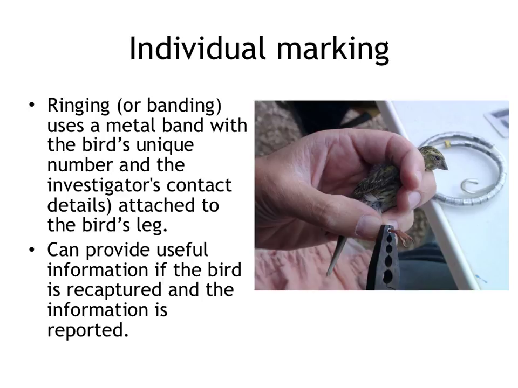But the sort of things that we do if you're looking at bird migration is to be using something like a ring system or a banding. It uses a metal band which has a bird's unique number and the investigator's details attached to the bird's leg. And if the bird is recaptured, then that information can be reported back to the scientist. And here's a little bird just getting a little ring put on its leg here.